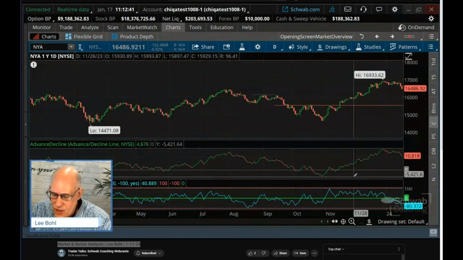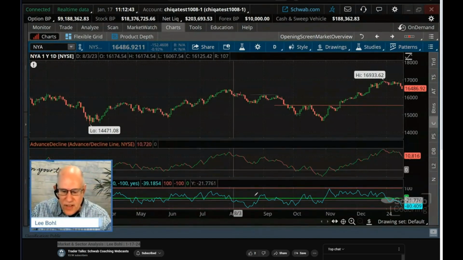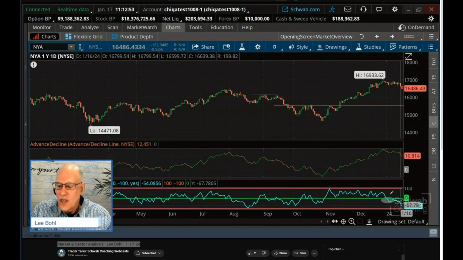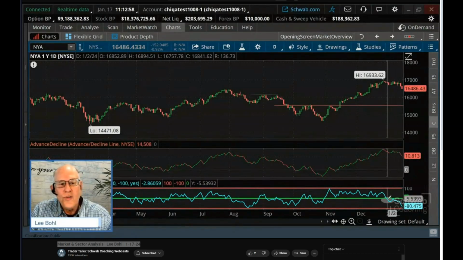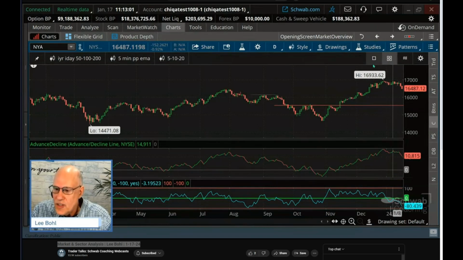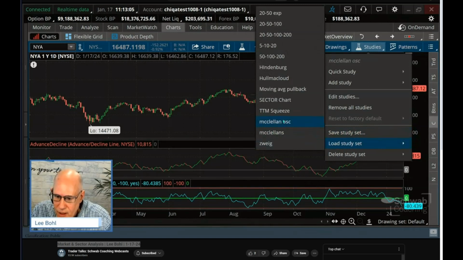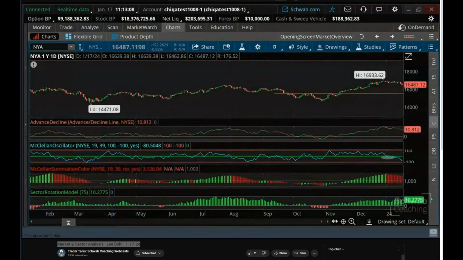Now we add to this the longer term version. The McClellan oscillator is a shorter term version, a signal for days to a few weeks. The longer term signal is the McClellan summation index. I'm going to put that up there. The McClellan summation index right here is still in positive territory in that it's above zero.